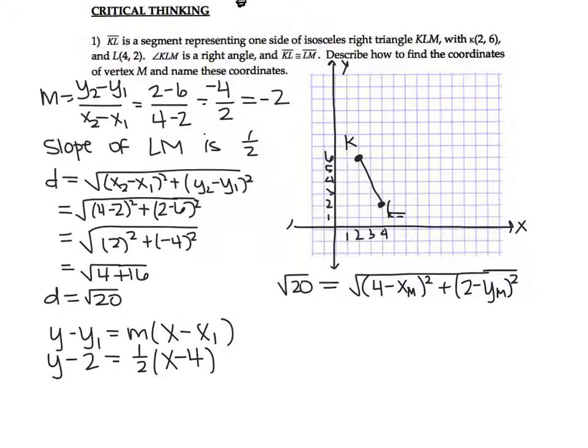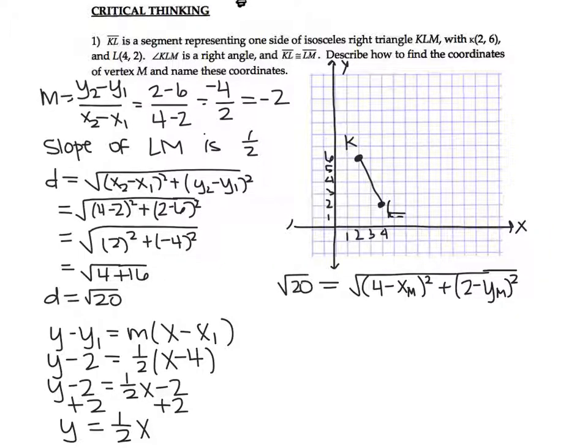Now typically we would just leave this equation as it is, but we're actually going to simplify it for this problem. So I'm going to distribute that 1/2 into the parentheses. So we get y minus 2 equals 1/2 x minus 2. And then I'm going to add 2 to both sides, and we get that y equals 1/2 x. And I'm going to use this to substitute into that distance formula that I have.